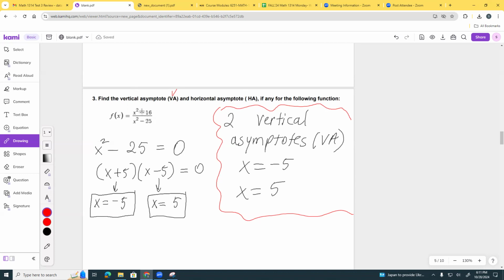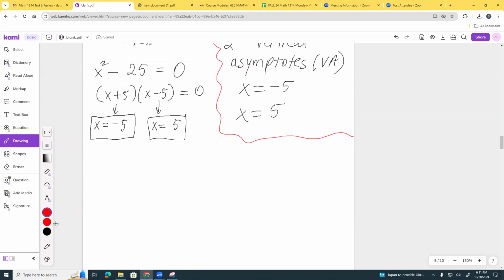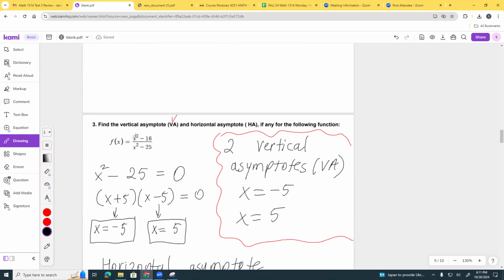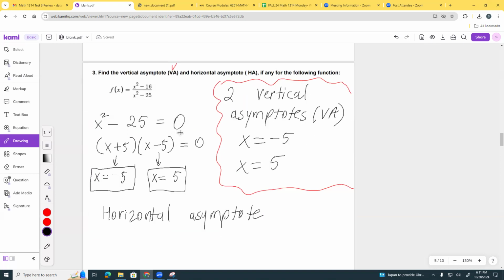Yes, that's correct. So this is the information I was looking to hear. The degree at the top is 2, the degree at the bottom is 2. For horizontal asymptotes, we have to check both the degree at the top and the degree at the bottom. So here we have a degree of 2 at the top and a degree of 2 at the bottom. So they have equal degree.